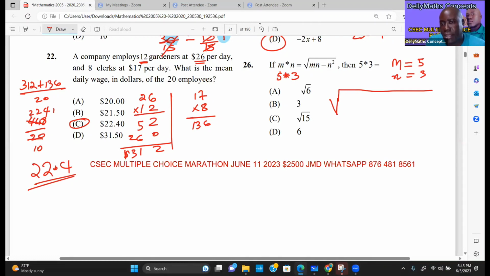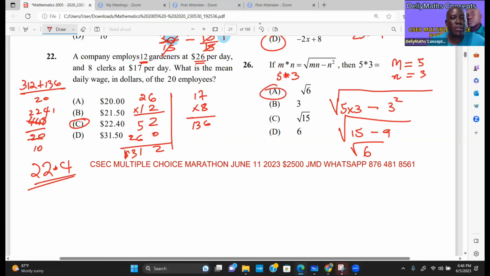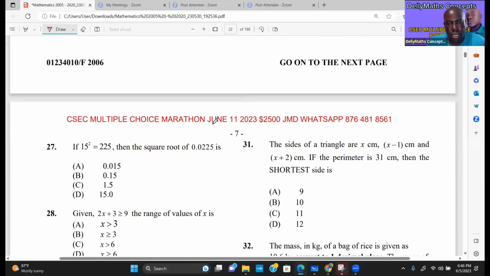So when I said mn, I'm talking 5 times 3 minus n squared, it's 3 squared. 15 minus 9. That's the square root of 6. And I'm seeing it there. So I would feel very confident about my score and I move on.